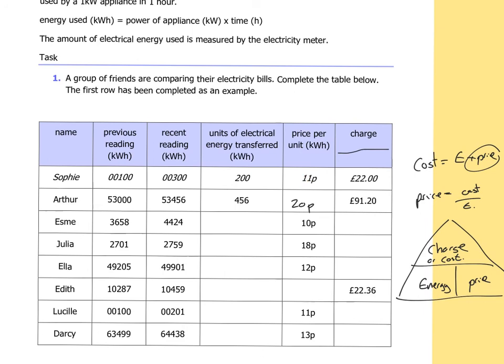If you need to work out how much energy has been used, you can take the charge or cost and divide that by the price per unit. And then finally, if you need to work out the price per unit, you can take the charge or cost in total and divide that by the total amount of energy.